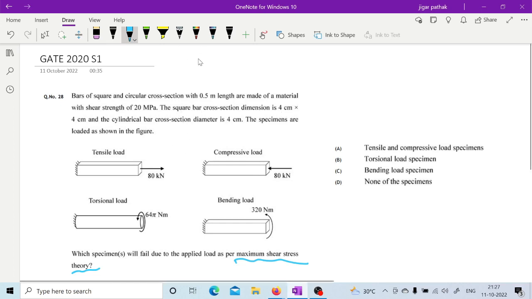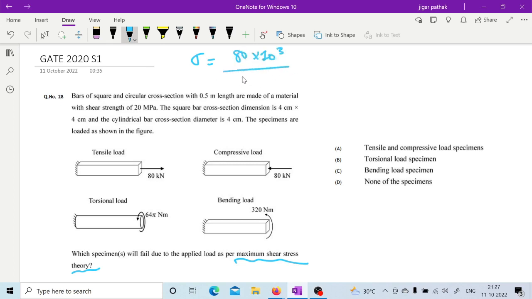If we calculate for this tension and compression, it will be the same. That is load upon area: load 80 into 10 raised to 3 upon area 40 square, since 4 centimeter is 40 mm. So it will be 50 Newton per mm square. Tau max is 50 by 2, that is 25 Newton per mm square, which is greater than 20 MPa. So it is going to fail in both tension and compression.